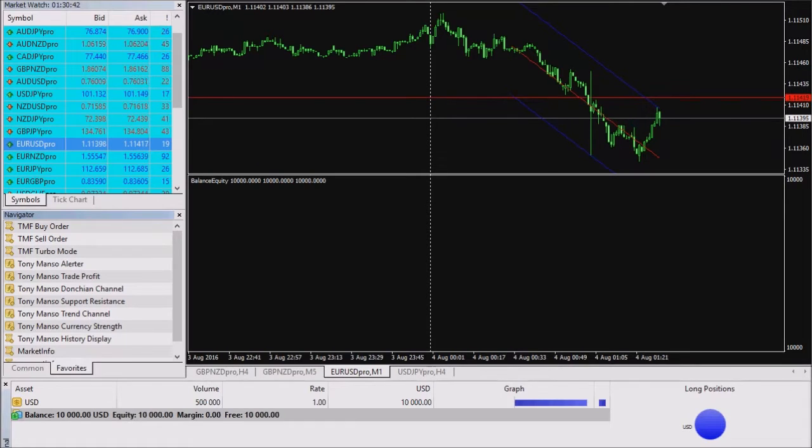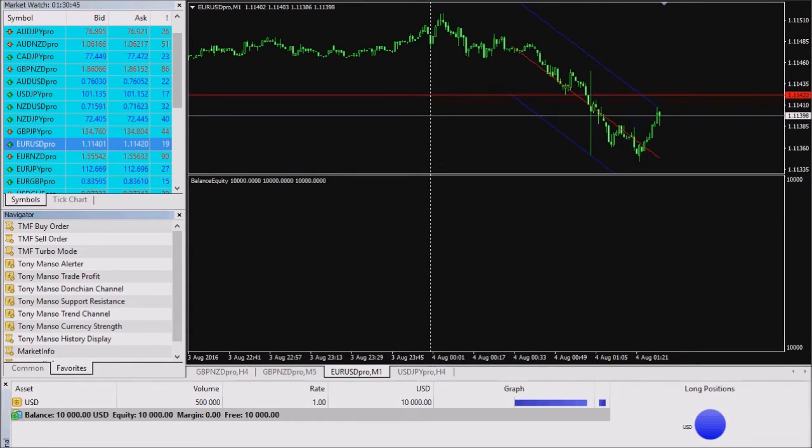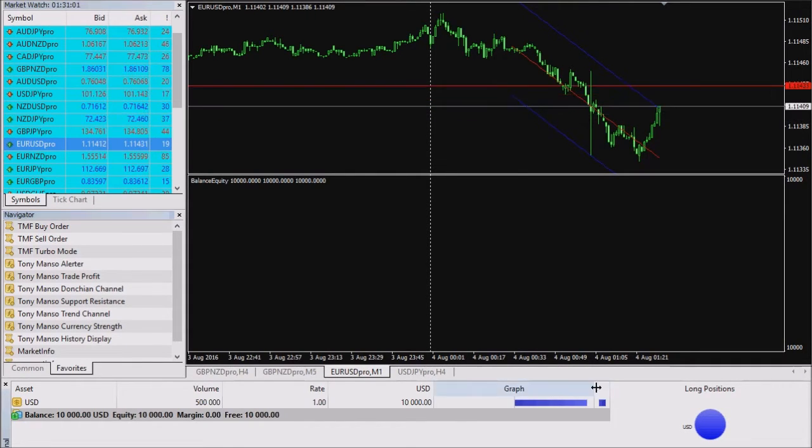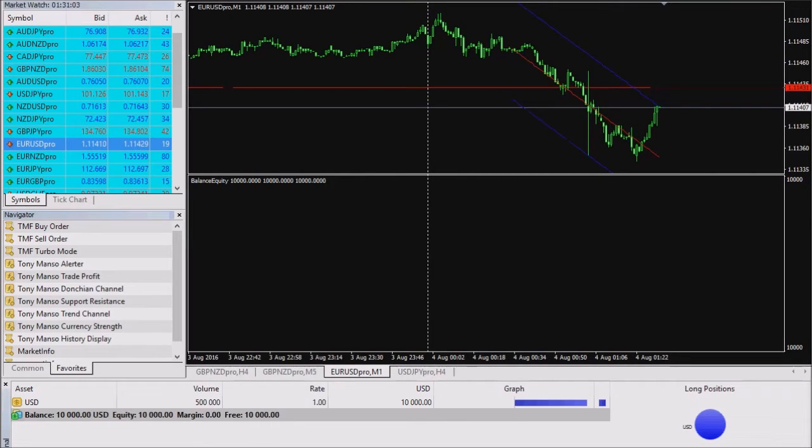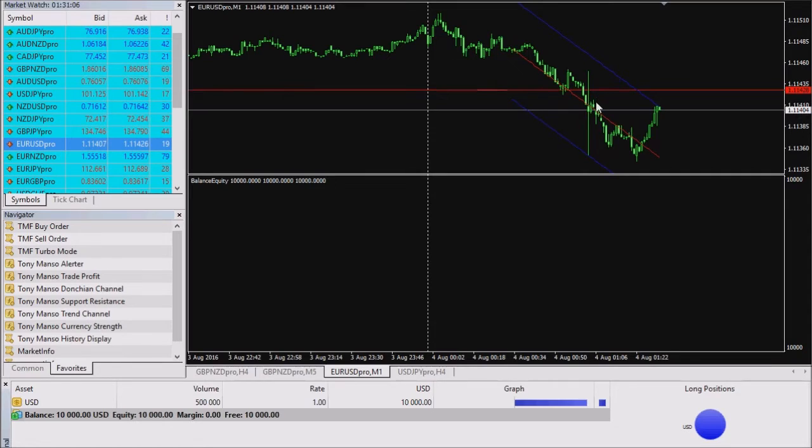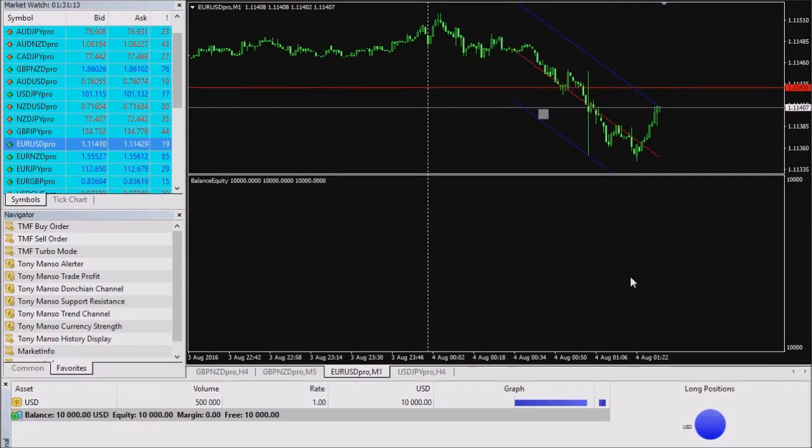Today I'm going to talk about equity, balance, and margin. So let's get started. If you look here, I have a 1 minute chart, euro dollar. I have an indicator here that hasn't actually shown anything yet, but it will soon as I'm going to place some trades. I'm going to place a trade on the euro dollar.